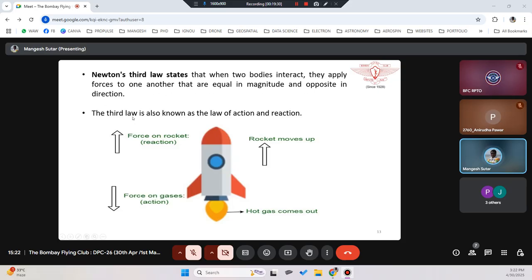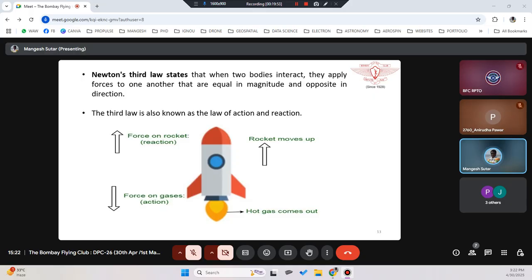So Newton's third law is also known as the law of action and reaction. For example, a rocket. Say the rocket is standing still on the launch pad. What will happen? It will stay still because of Newton's first law of motion. Unless you give it acceleration, it won't move from its place. So what we'll do is fire the rocket.